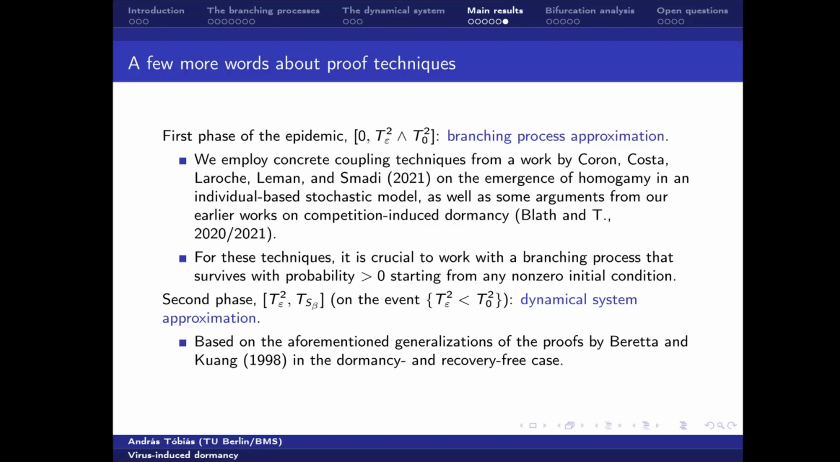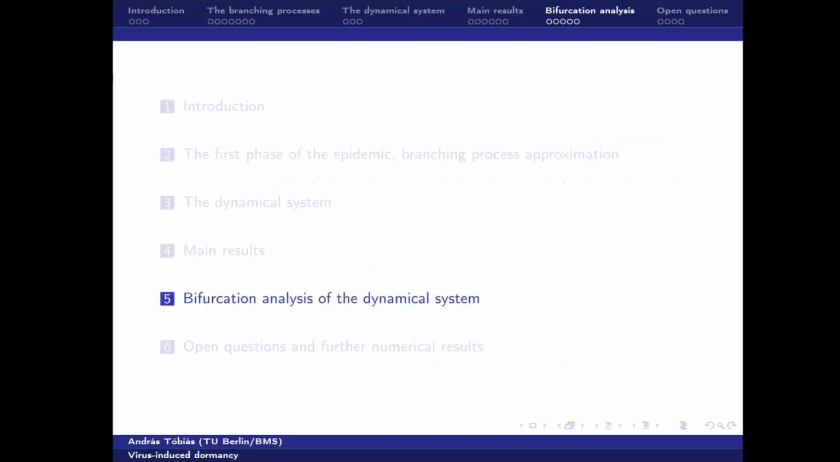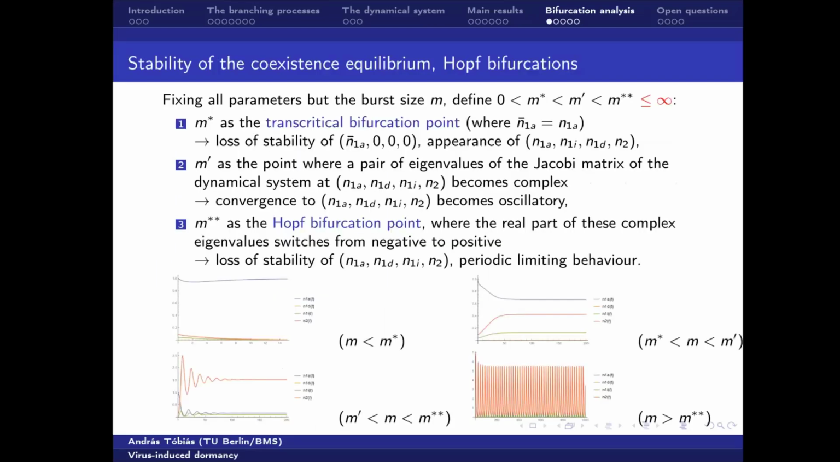Okay, and now comes the tedious question. Okay, we can prove this, but what do we actually know about the dynamical system? Maybe I should look at my watch for a second. So yes, so indeed, the coexistence equilibrium, when it exists, it's not always stable, but among certain conditions, it undergoes Hopf bifurcation, as you can see here.